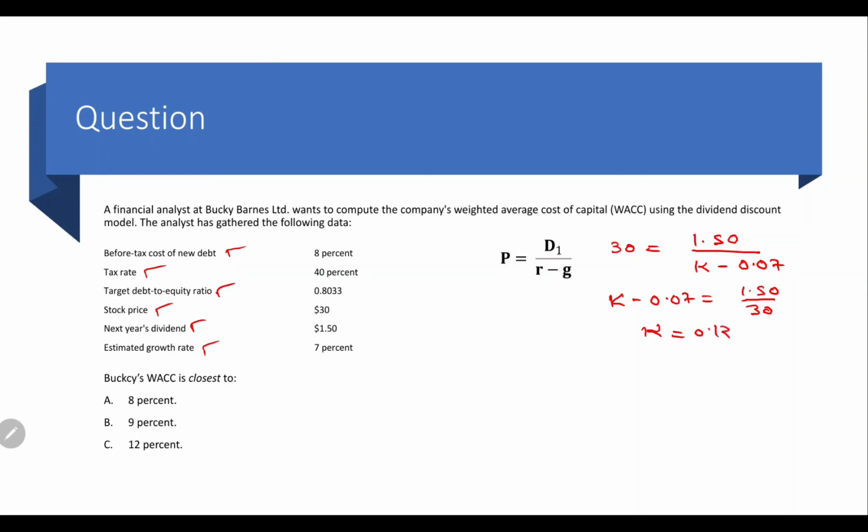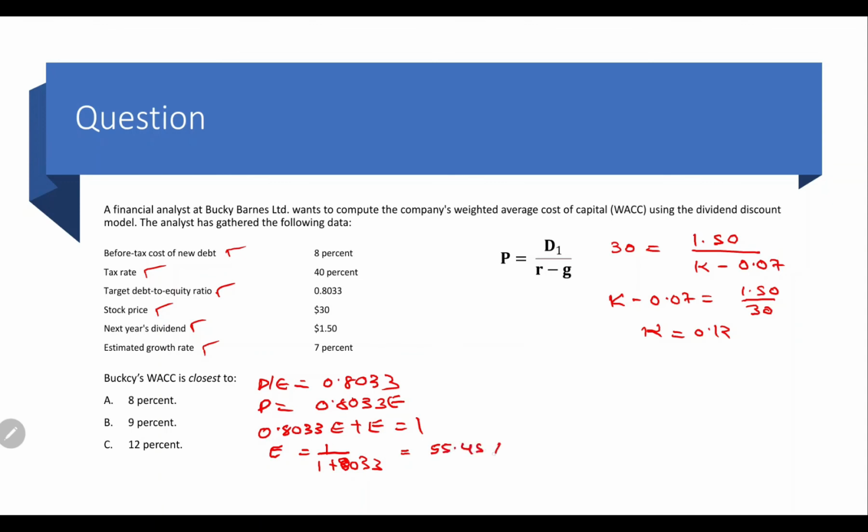Now we'll calculate the weights of equity and debt. The debt equity ratio is 0.8033. So debt is 0.8033 times E. The combined weight of debt and equity is 1. Therefore, E plus 0.8033 times E is 1. Solving for E, we have E equal to 1 divided by 1 plus 0.8033. So E is 55.45%, and thus the weight of debt would be 44.55%.